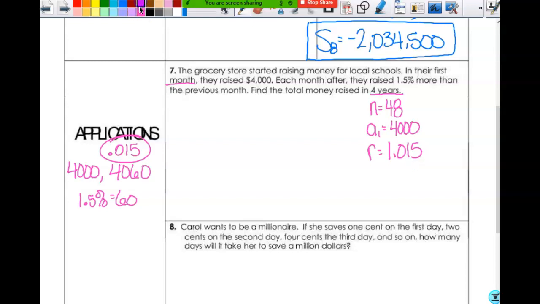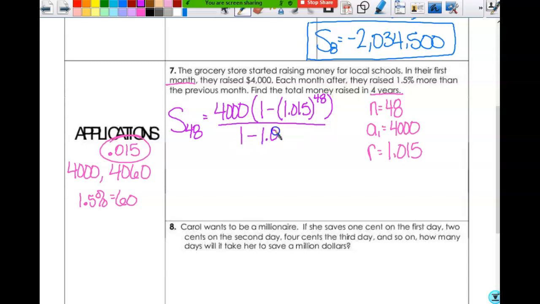I want the sum of the first 48 months. So that's equal to the first term, which is 4,000. And I know they didn't ask me for the second term, but that's why I just want to make sure we understood what was going on here. Times 1 minus your R, which is 1.015, to the 48th power, all over 1 minus 1.015.